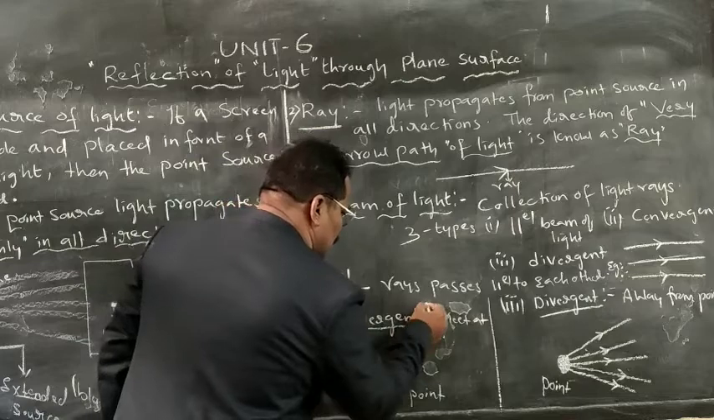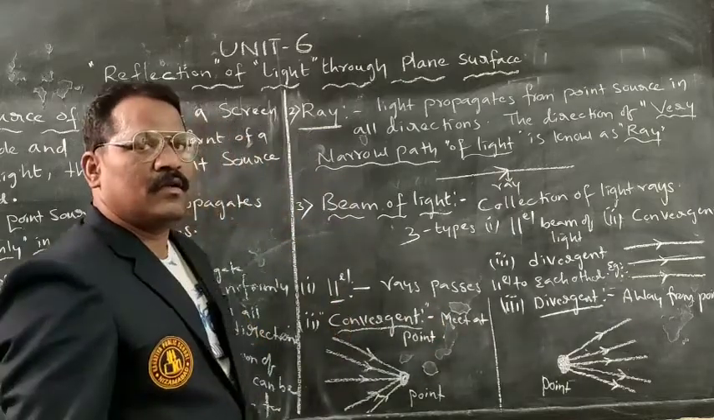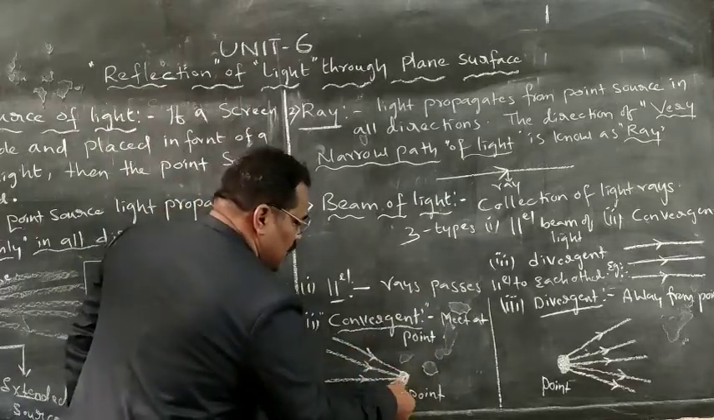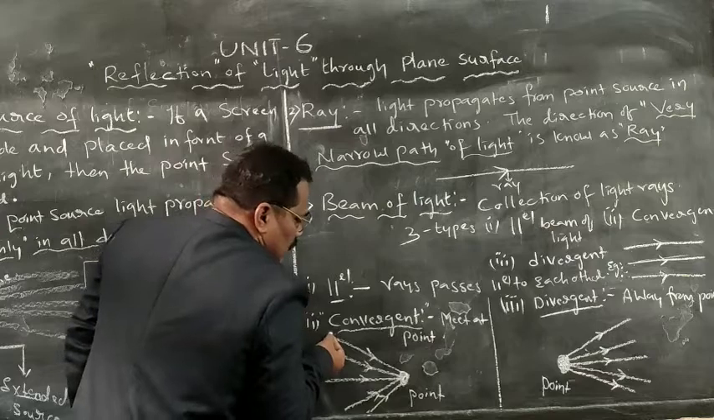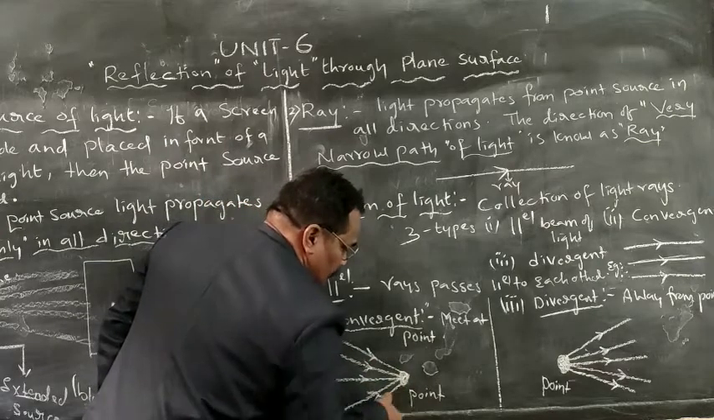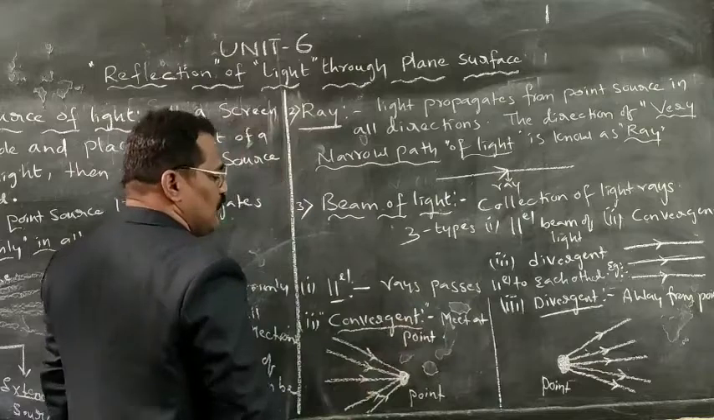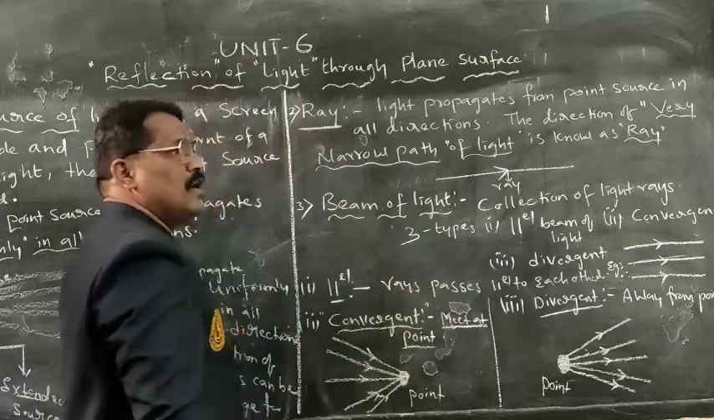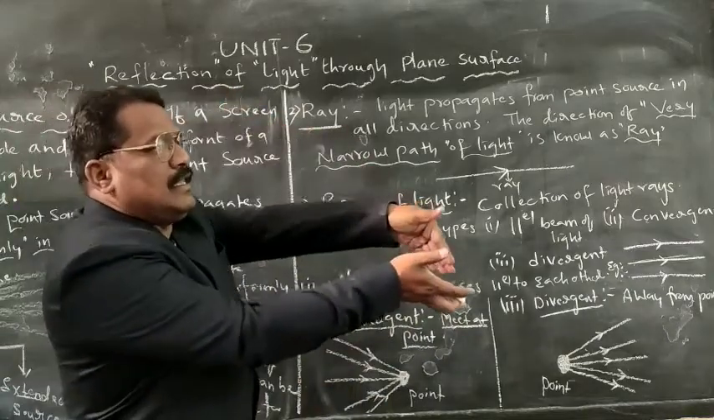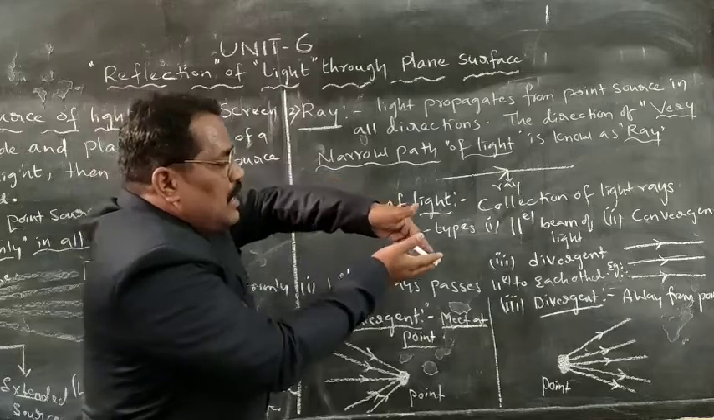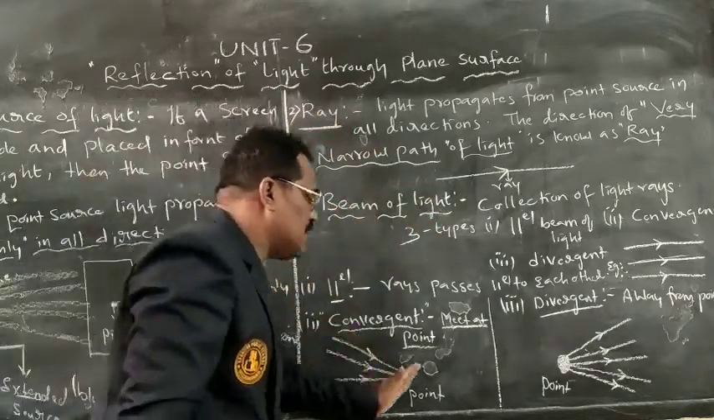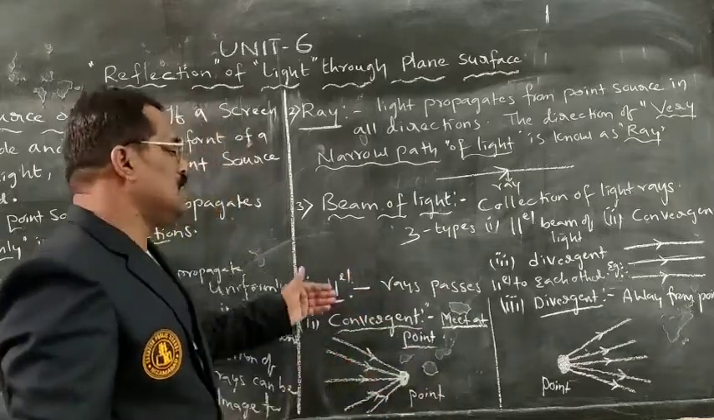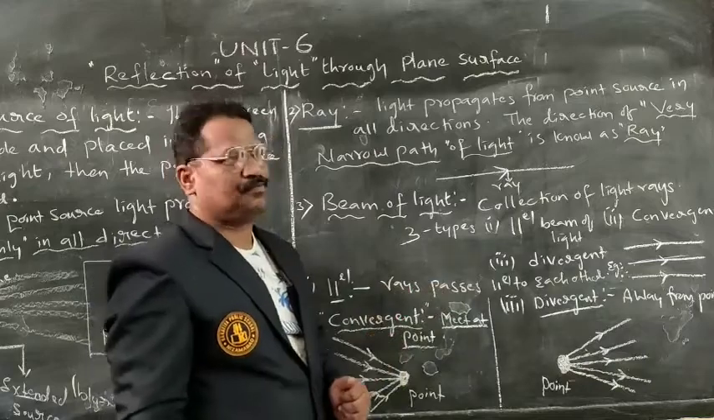Coming to the next one, the convergent beam of light. What is called a convergent beam of light? We have taken one point here. All the rays are trying to pass through this particular point, moving into the point. The light rays are meeting at a point. The light rays are traveling in such a direction that all of them meet at one particular point and pass through it. Those rays are called a convergent beam of light.